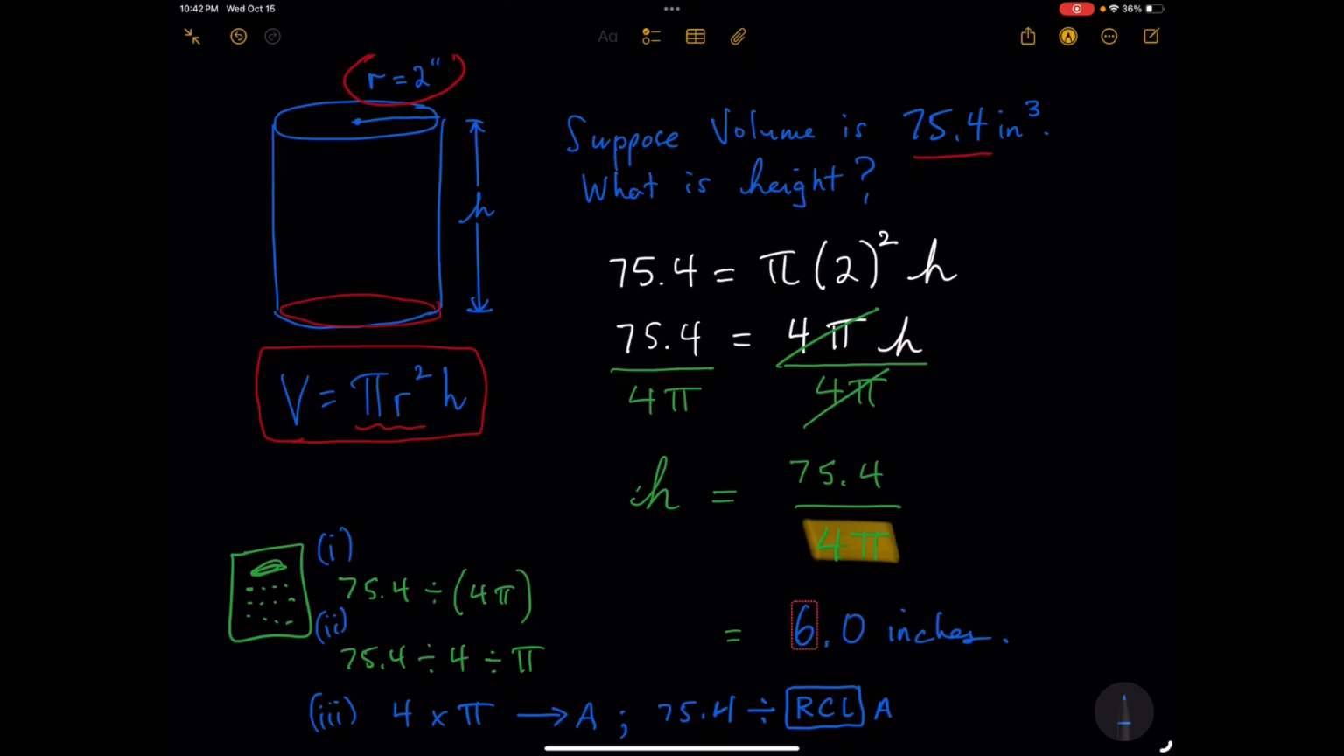Okay, so that sort of wraps up solving an algebraic equation, and it also wraps up this lesson.